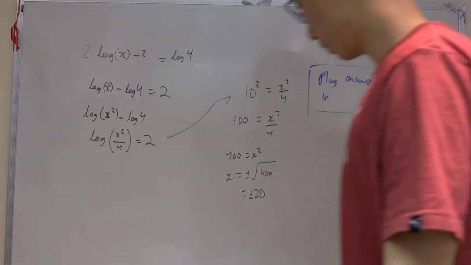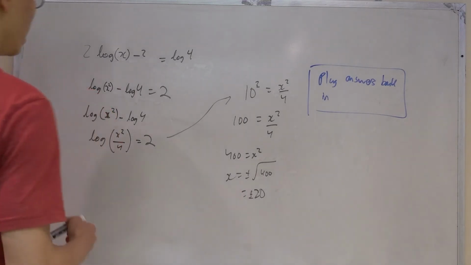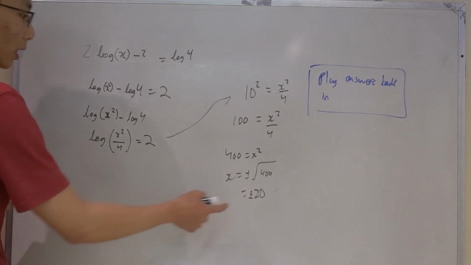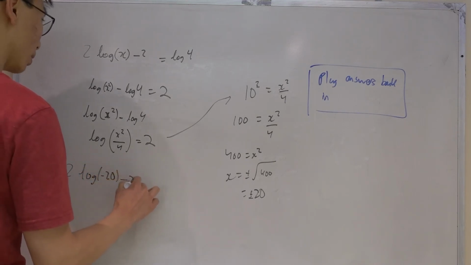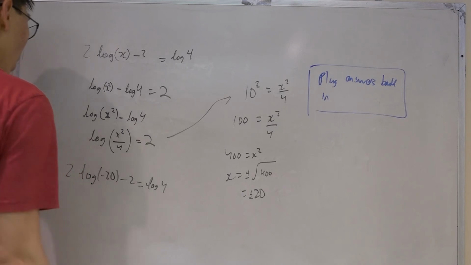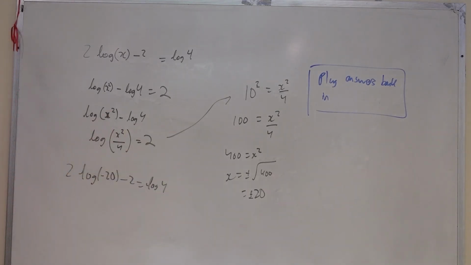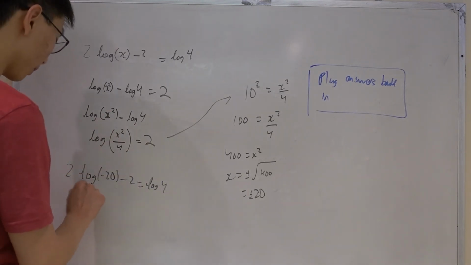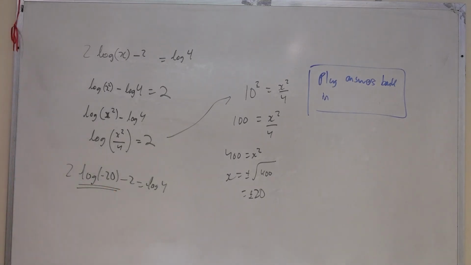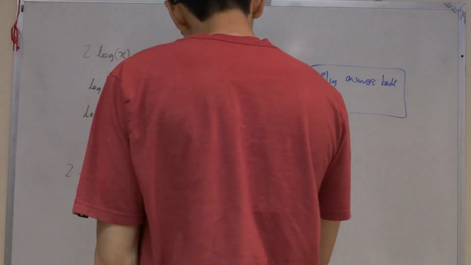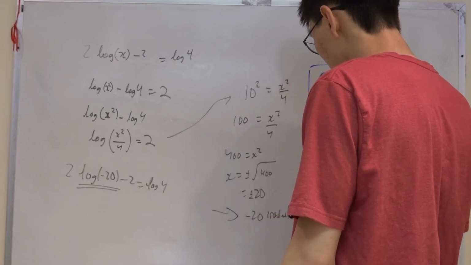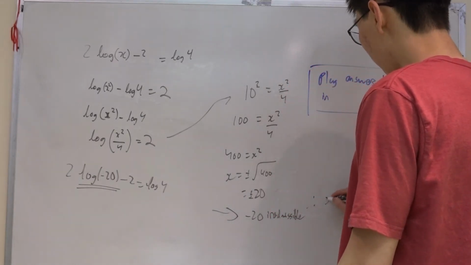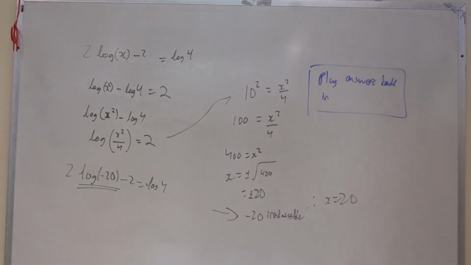Look, if I plug in plus 20, there's nothing wrong with that. But let's say I plug in negative 20. We get 2 log negative 20 minus 2 equals log 4. Can you see the problem with this? I hope you realize, because of our discussion earlier, that this does not make any sense. You cannot take the logarithm of a negative number. Therefore, the answer negative 20 is inadmissible. Therefore, x can only be equal to 20.